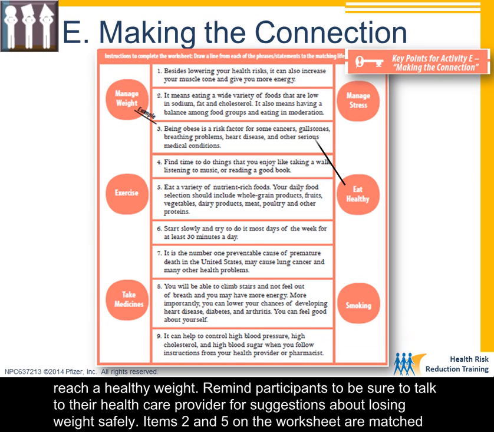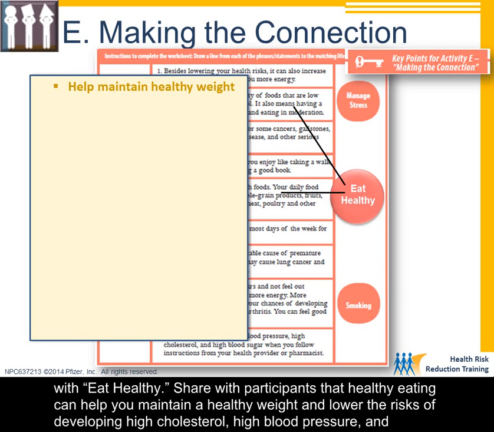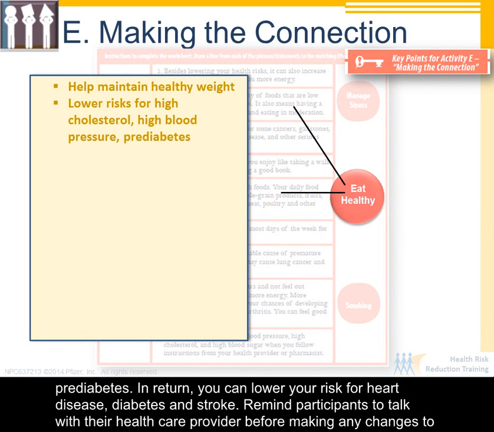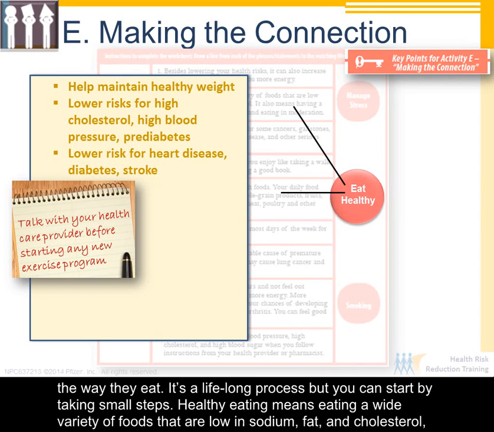Items 2 and 5 on the worksheet are matched with Eat Healthy. Share with participants that healthy eating can help you maintain a healthy weight and lower the risks of developing high cholesterol, high blood pressure, and prediabetes. In return, you can lower your risk for heart disease, diabetes, and stroke. Remind participants to talk with their healthcare provider before making any changes to the way they eat. It's a lifelong process, but you can start by taking small steps.